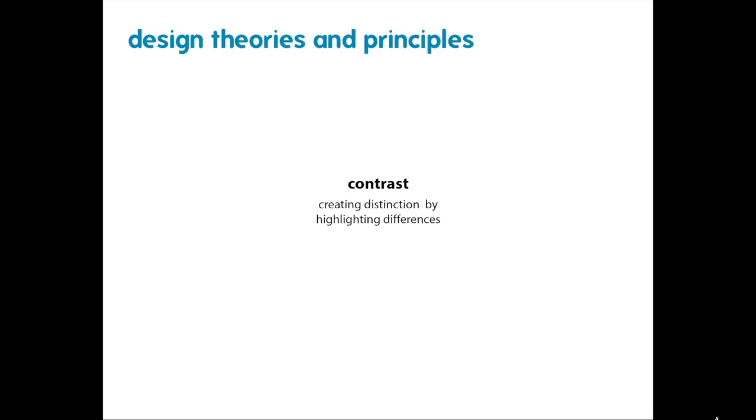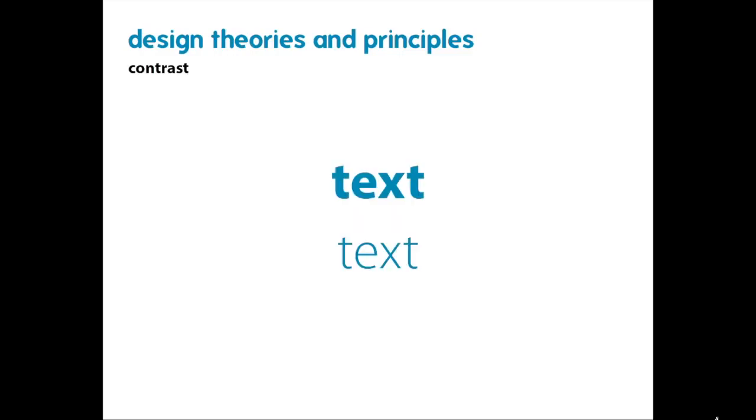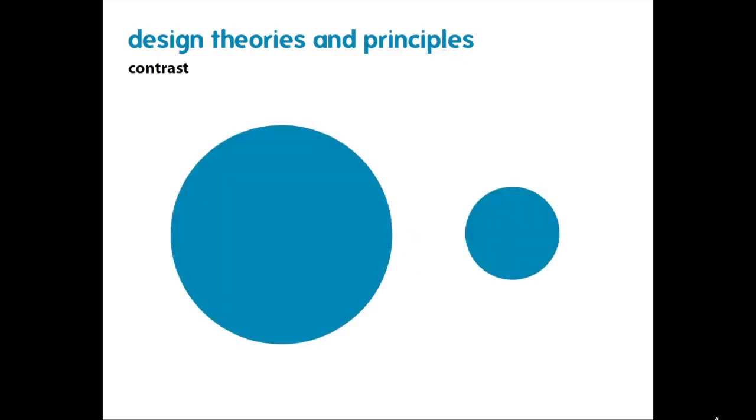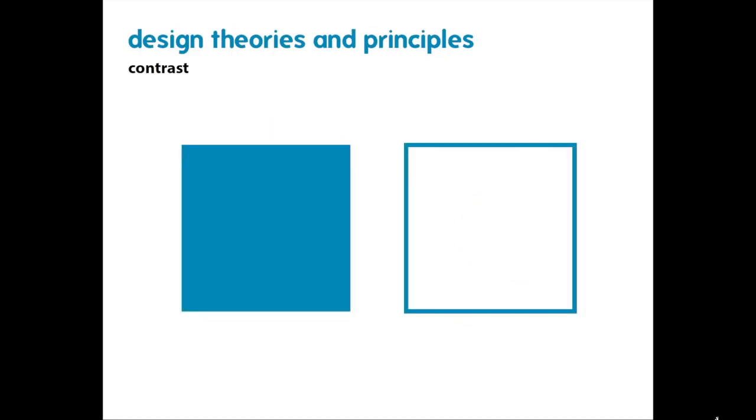Contrast is the next concept, and that's the concept of creating distinction by highlighting differences. These differences can be in many different forms. You can have different weights of text, between a bold and a light. You can have different shaped objects, a big object versus a little object, or even a color. You can have something that's full or something that's empty. And by using contrast, it allows you to create distinctions between objects.